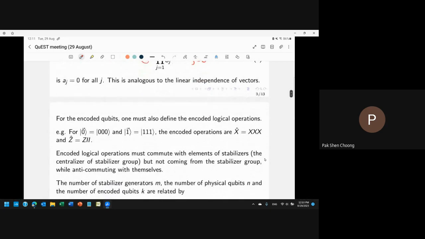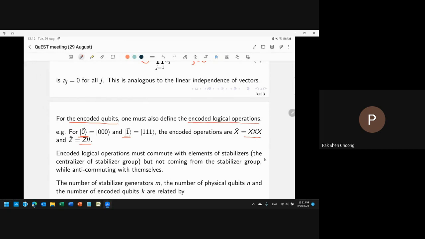Then if we encode a qubit, we must also define what we call the encoded logical operations. As an example, if we use the repetition code, meaning we copy the 0 three times, this will be the encoded qubit 0, and this will be the encoded qubit 1. The operations that we can use to operate on the 0 vector and the 1 vector are either XXX or ZII. There are a few things that we need to take note of.